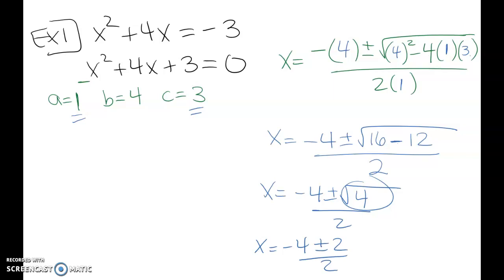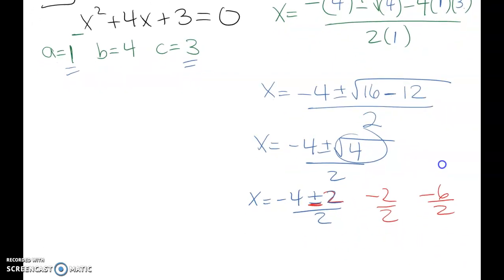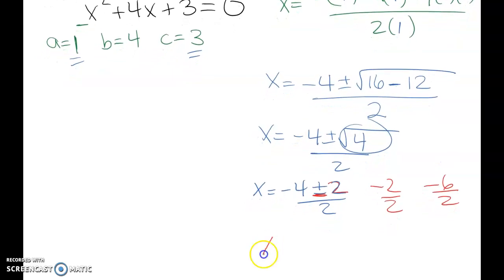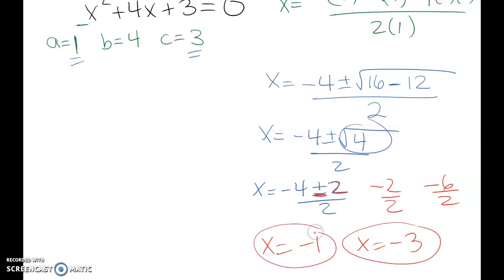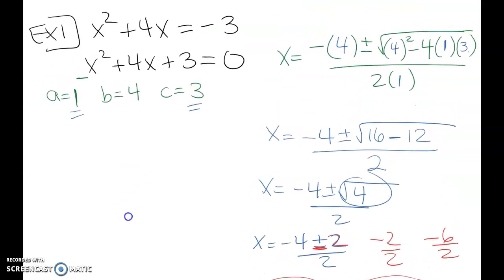So if I break up this top, I would have negative 4 plus 2. Negative 4 plus 2 is negative 2, and I still have the over 2. And negative 4 minus 2 would give me negative 6 over 2. So my two answers here are x equals negative 2 over 2 is negative 1, and x equals negative 6 over 2 is negative 3. So my solutions are negative 1 and negative 3.